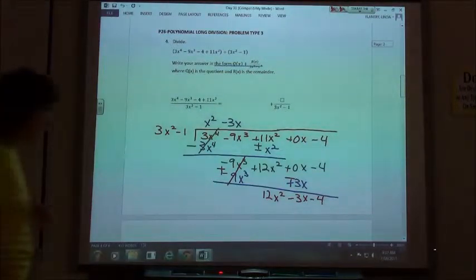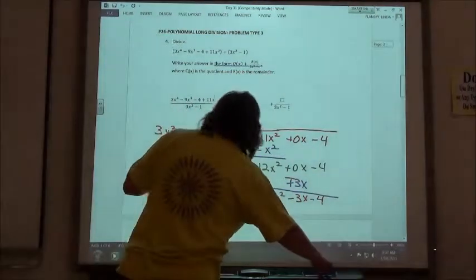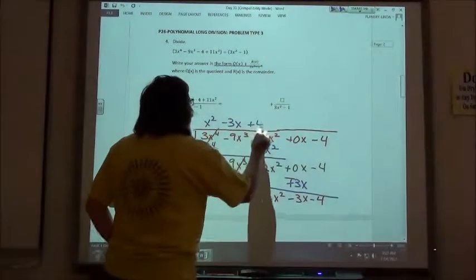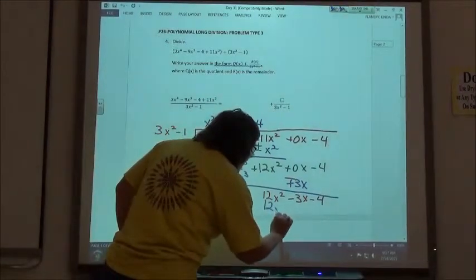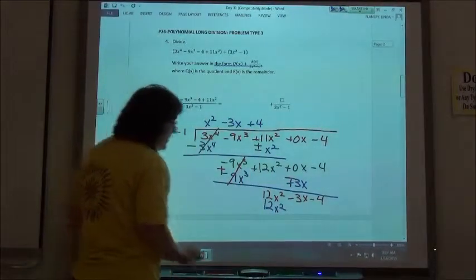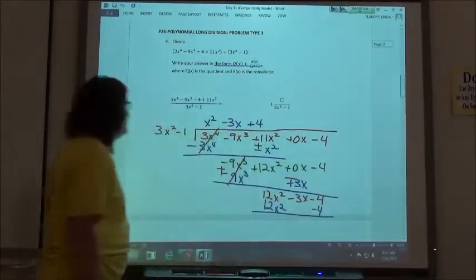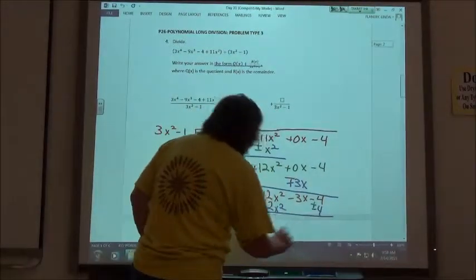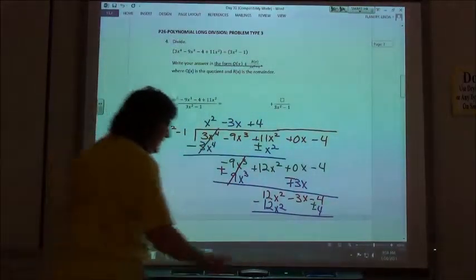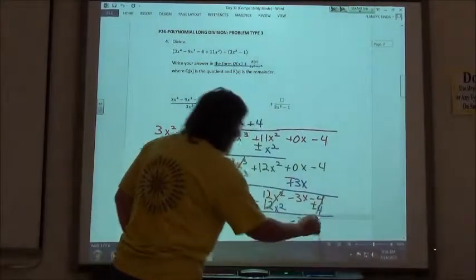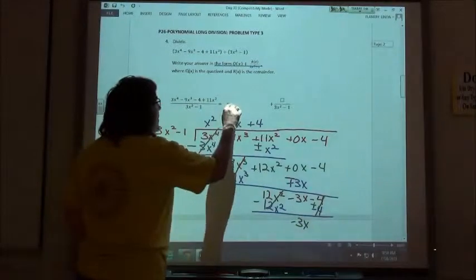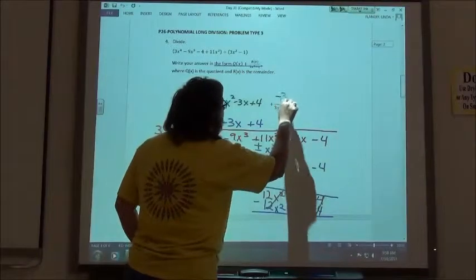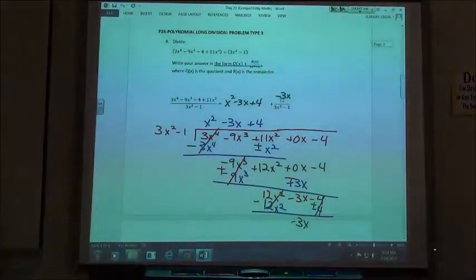And then I get to repeat it one more time. So what times 3x squared gives me 12x squared? Positive 4. So 4 times 3x squared is 12x squared. 4 times negative 1 is a minus 4. I'm going to subtract, so I change my signs. And my remainder is going to be negative 3x, because that cancels and that happens to cancel. So the x squared minus 3x plus 4 goes here. The negative 3x will go on top of that fraction, since that's your remainder.